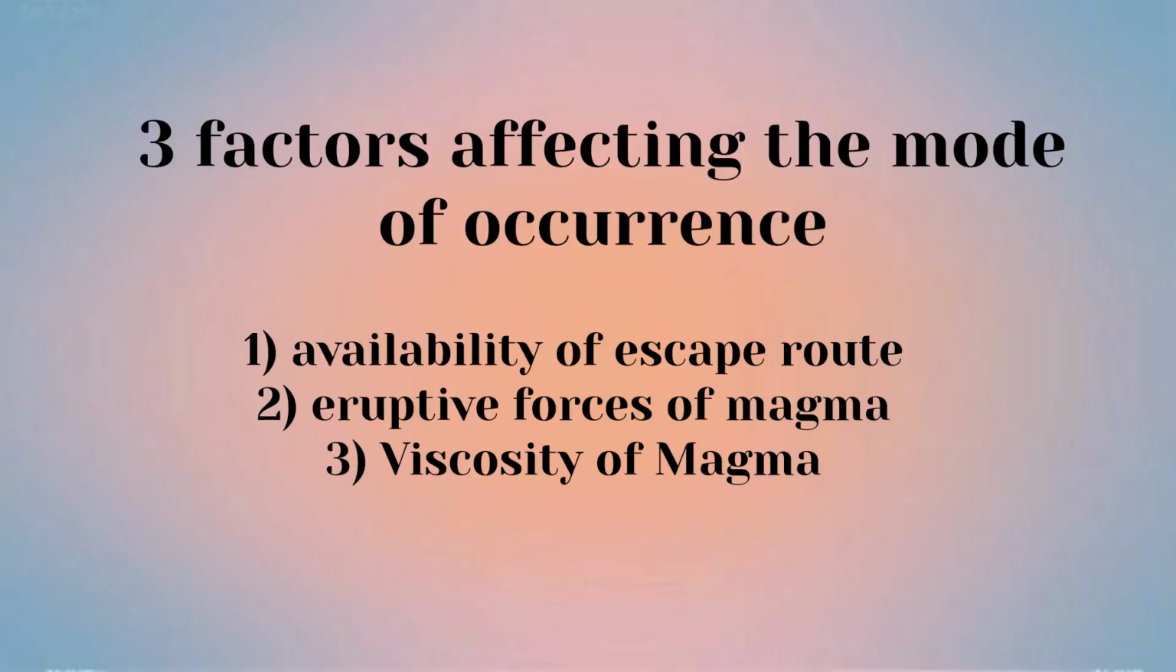Now we will discuss the mode of occurrence, and there are three factors which affect the mode of occurrence or crystallization of magma. There are three factors which will control the environment in which the magma will crystallize. First of these is the availability of an escape route to the Earth's surface.